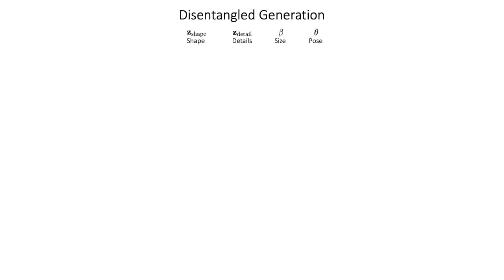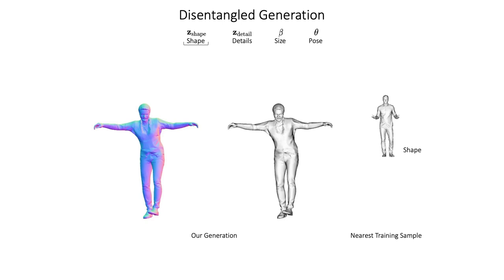Our method disentangles clothing shape, wrinkle detail, body size, and pose. By changing Z-shape, we can generate various clothing and human shapes that are beyond the discrete set of training samples. The nearest training sample is shown on the right.